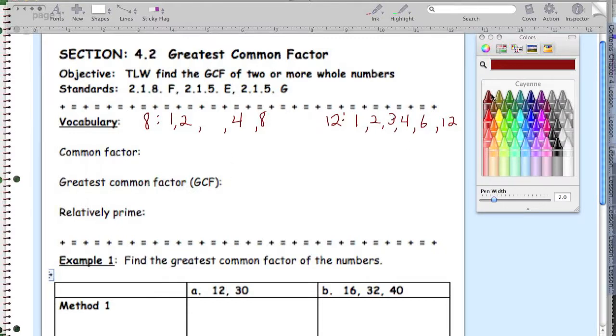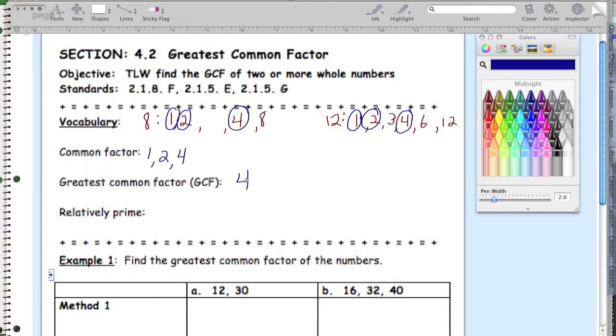Now our common factors are the things that they both have in common. What are the common factors of 8 and 12? Well, they both have 1s. They both have a 2 goes into them. They both have 4, and that's it. So our common factors are 1, 2, and 4. Now what is the greatest common factor, the GCF? What's the largest one? The largest one is 4. So of these two numbers, 8 and 12, my GCF is 4.